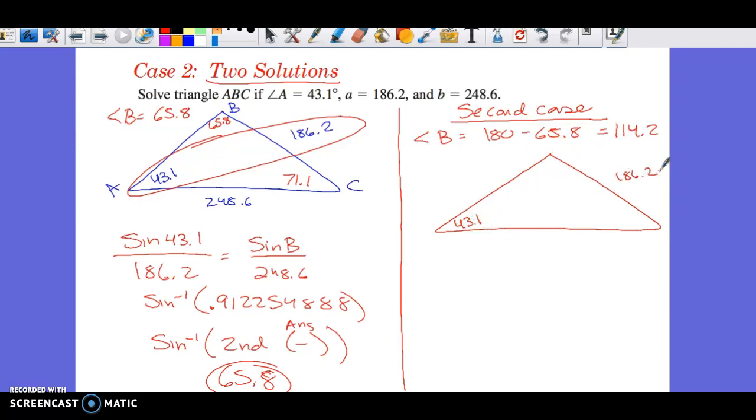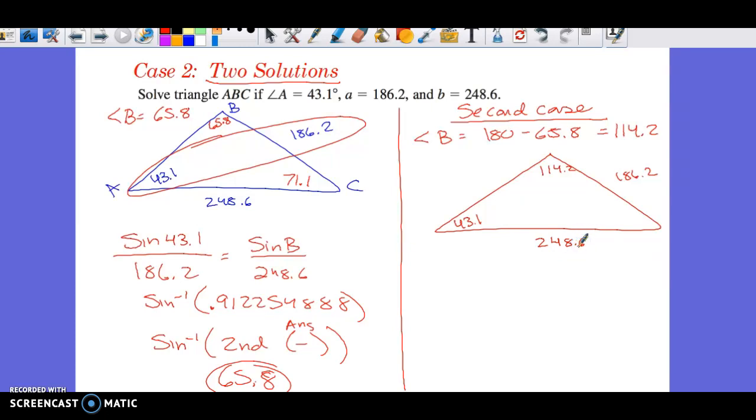So I'm going to go back to my original problem, 43.1. Everything is the same here. Now I'm going to look at case 2, where that's my B. Okay, so I'm going to pause there for a second.